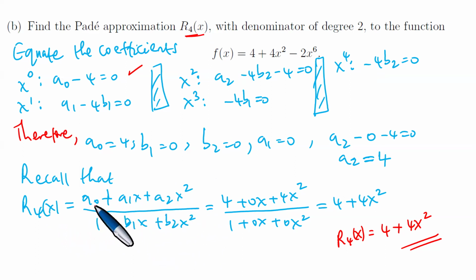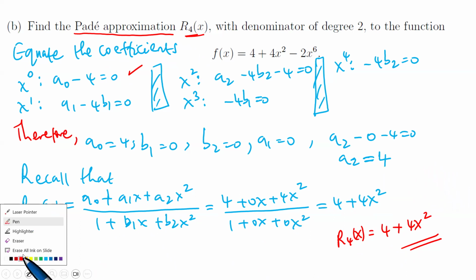You can write x squared plus bx plus c, a standard quadratic. And in the denominator, you always put a 1, and then you play around with the coefficients of x and x squared. But in the end, you are able to find the Pade approximation R4 of x. And R4 of x is actually here 4 plus 4x squared. And this is the result.